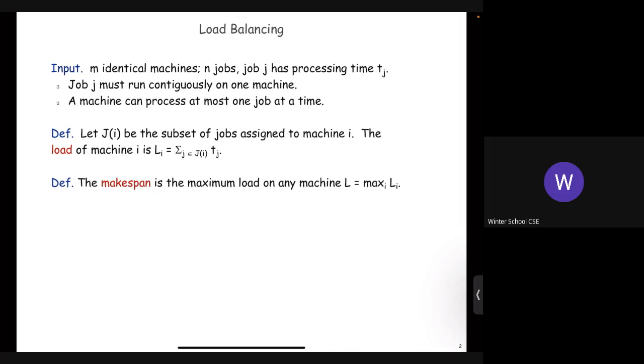Load balancing is basically: assign each job to a machine to minimize the makespan. So that's it. Is the question clear? We have certain machines, certain jobs, and our job is to find the assignment.